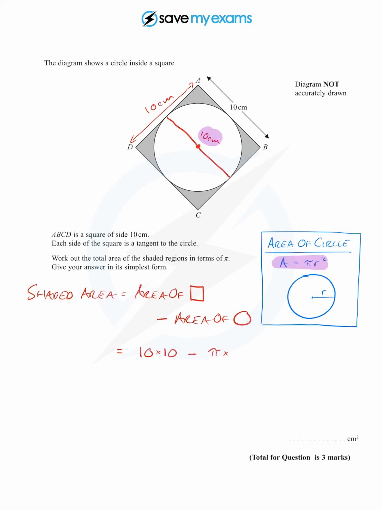We've got d. And in order to find r, we need to divide that by 2. So this distance here is 5 centimeters, and this distance here is 5 centimeters, and that is r. Remember that the radius is half the diameter. So there's pi times 5 squared, and so 10 times 10 is 100. 5 squared, 5 times 5 is 25, and so we have 100 minus 25 pi. And that's our answer in terms of pi and in its simplest form.